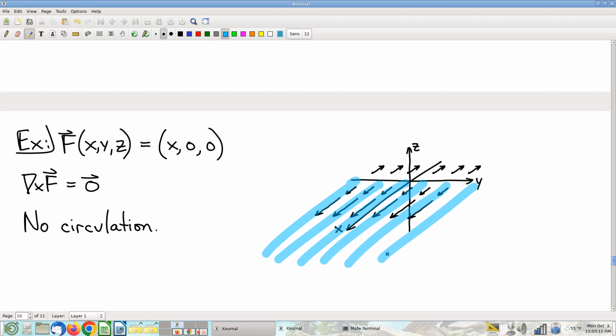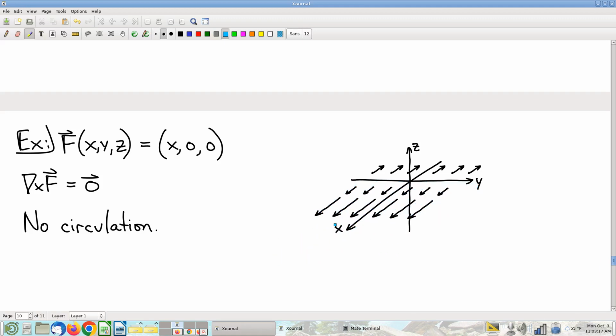Yes? How do you read the curl? On the previous example, it was 0, 0, 2. So how do you interpret that? How do you interpret the curl being 0? No, it's for the previous example.